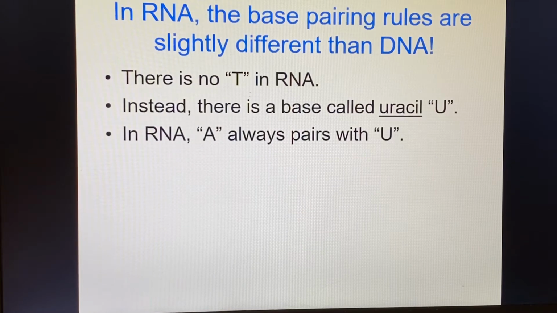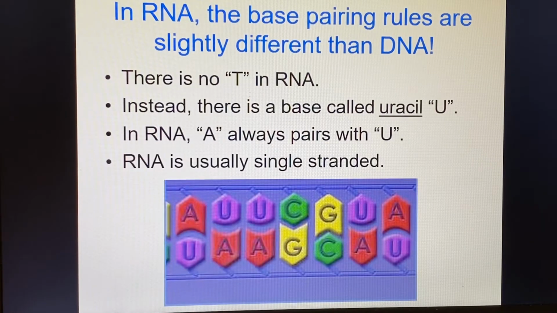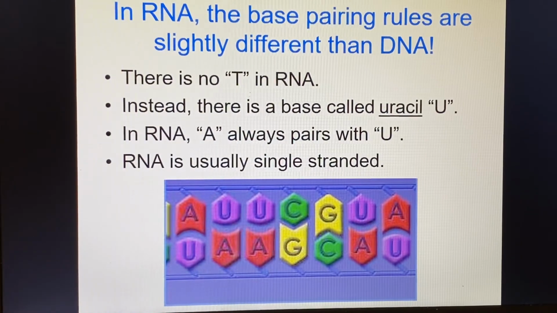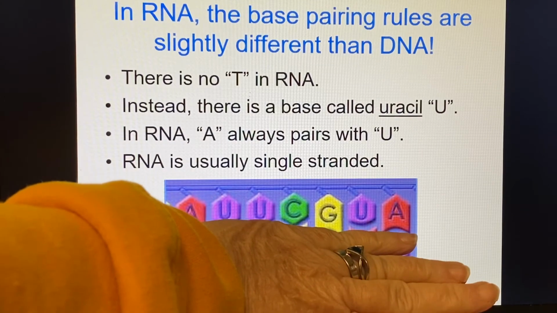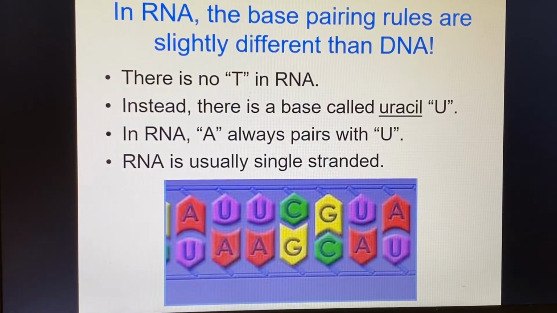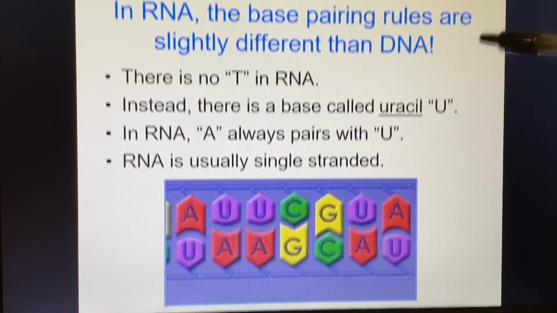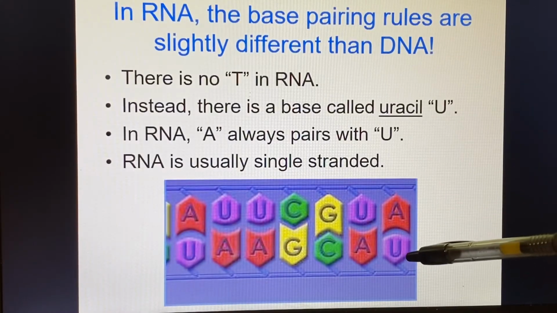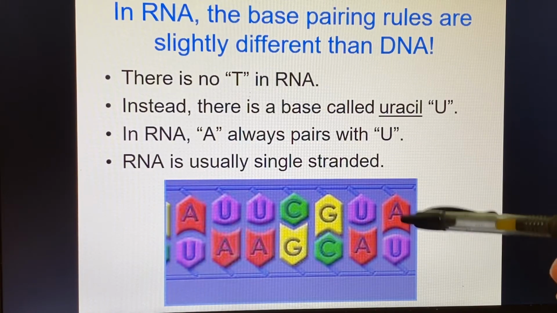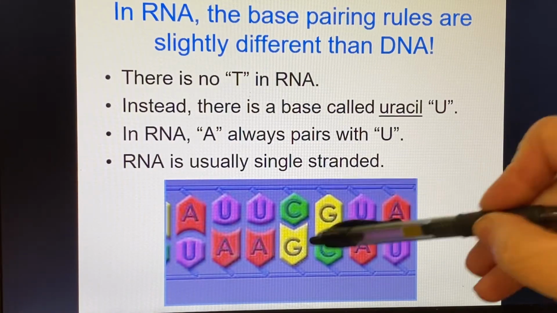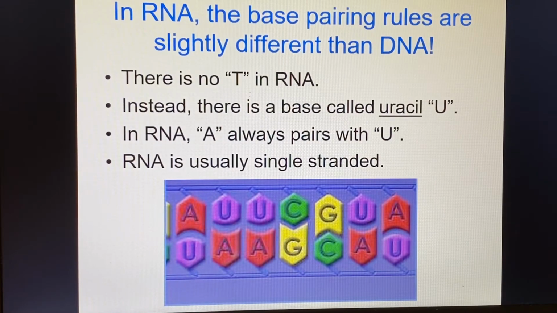Okay, so in RNA, A always base pairs with U. Now, normally RNA is single-stranded in the cell, meaning that you would only see one strand of it. That's what messenger RNA looks like. I'm just showing you this double-stranded form so you can see the base pairing. So instead of base pairing with T, A is base pairing with U. The C's and the G's are exactly the same.